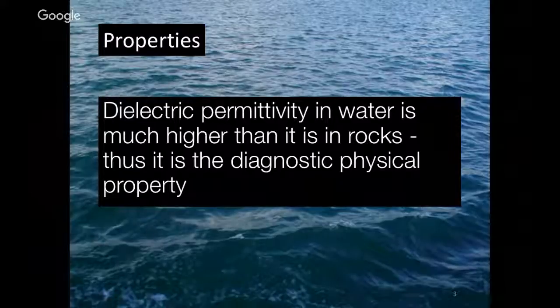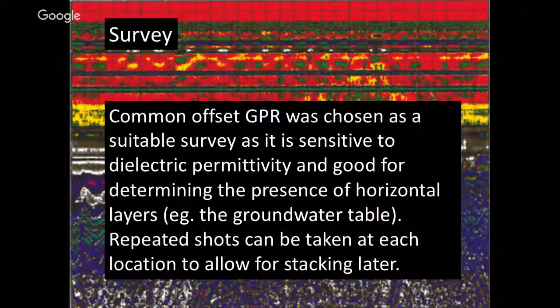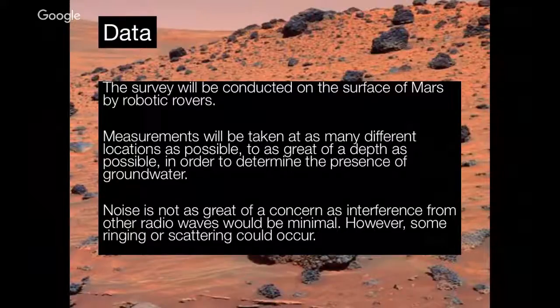Because dielectric permittivity is much higher in water than dry rock, this is the diagnostic property we chose. And because dielectric permittivity is a diagnostic property, it makes sense to go with the GPR survey. We expect water to form a planar feature under the ground, so we could use a common offset survey. This could be a zero offset survey like what we have in the apps, and you could take the same shot of the same location to help you stack the data later and get rid of the noise. For data, we're going to try to cover as large an area as possible, and we're expecting minimal noise as there's not much human interaction on Mars itself.